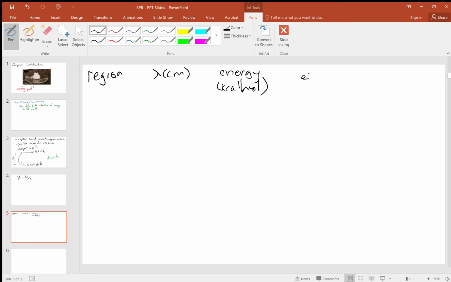We'll talk about what energy is being looked at, and then what information do we get from this type of spectrum. And this is the other thing that makes spectroscopy very expensive, because every one of these different regions that you'd want to operate in requires a different instrument.